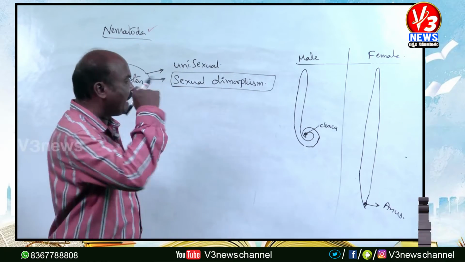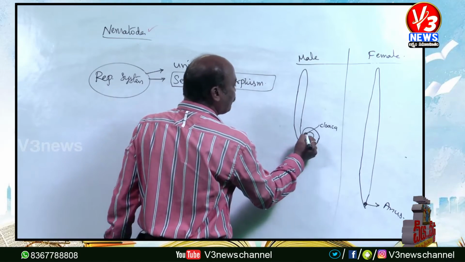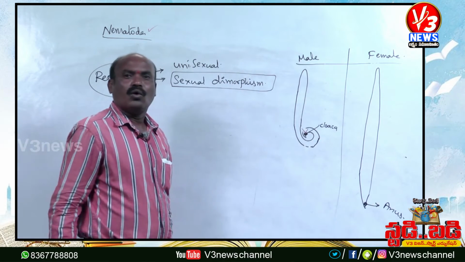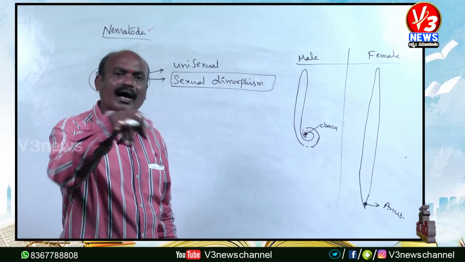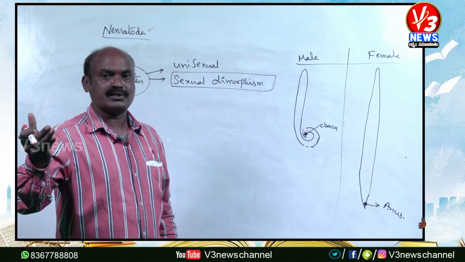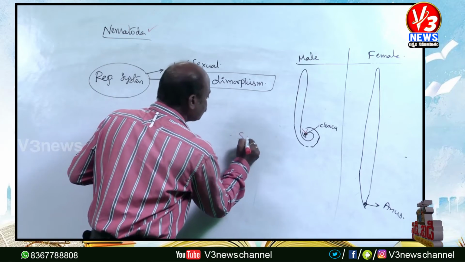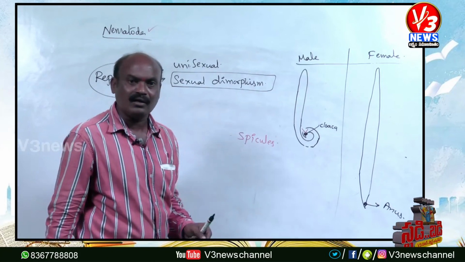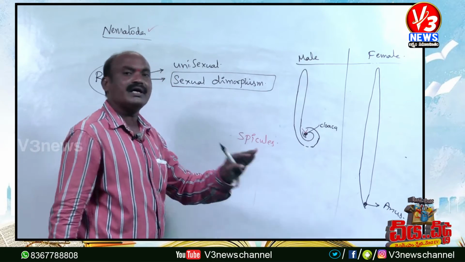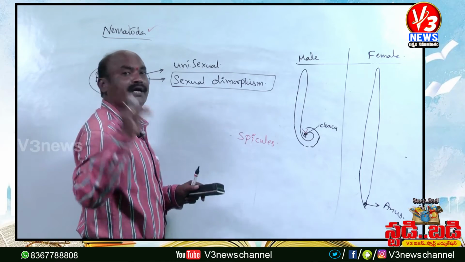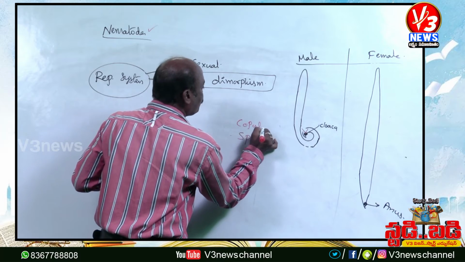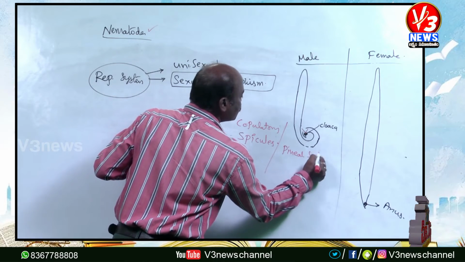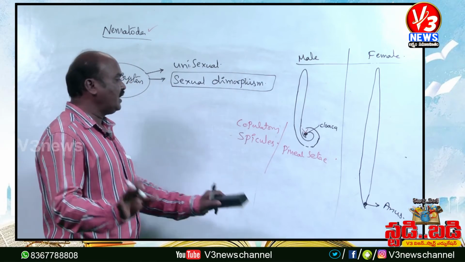And a very important character: in males, the cloacal aperture possesses two equal or two unequal spicules, a pair of spicules. In some, these spicules are unequal, and in some, the spicules are equal. These spicules help in copulation, hence they are called copulatory spicules, or they are otherwise called penial setae.